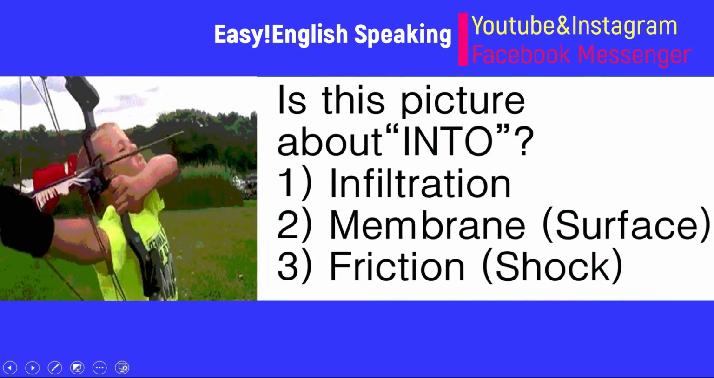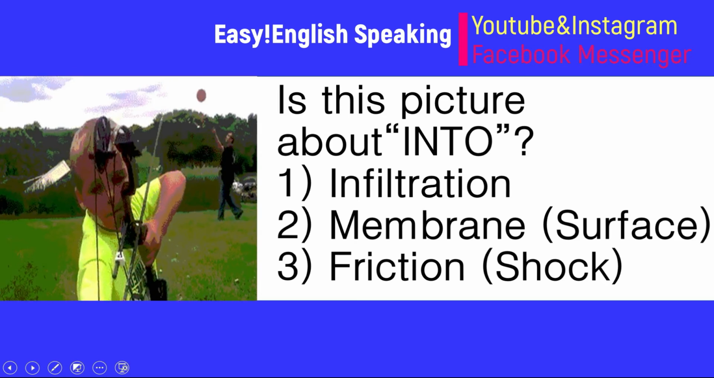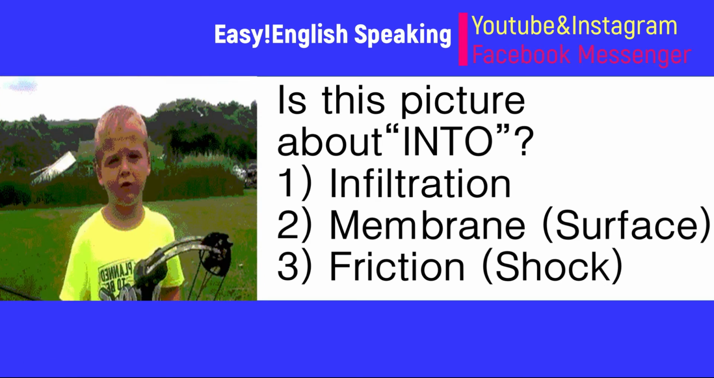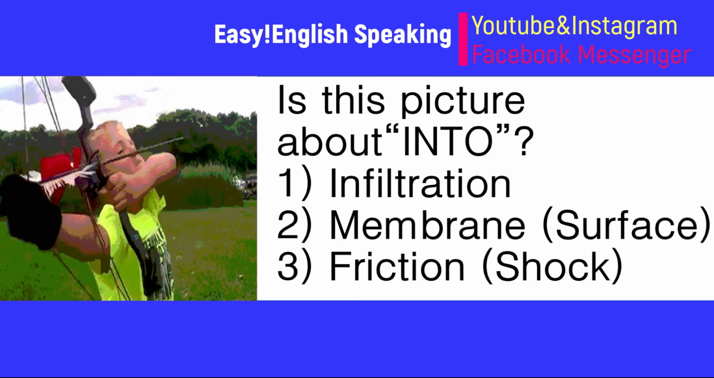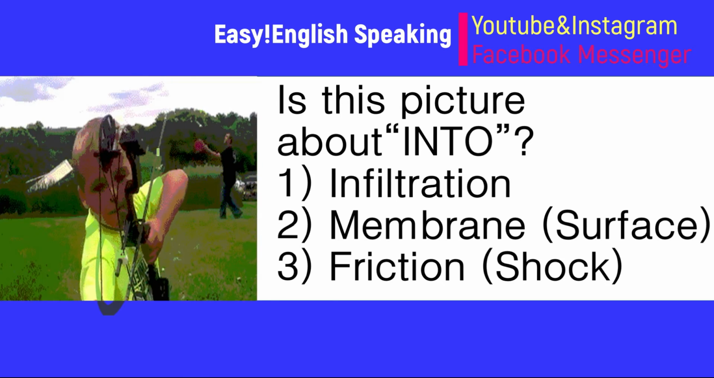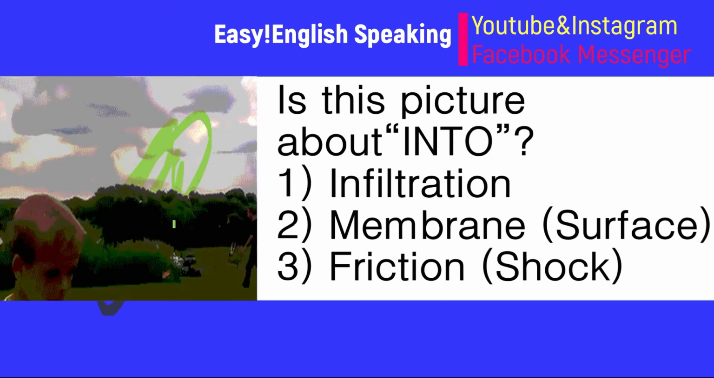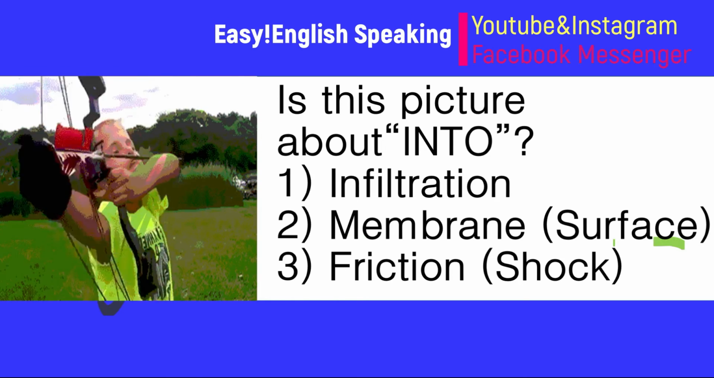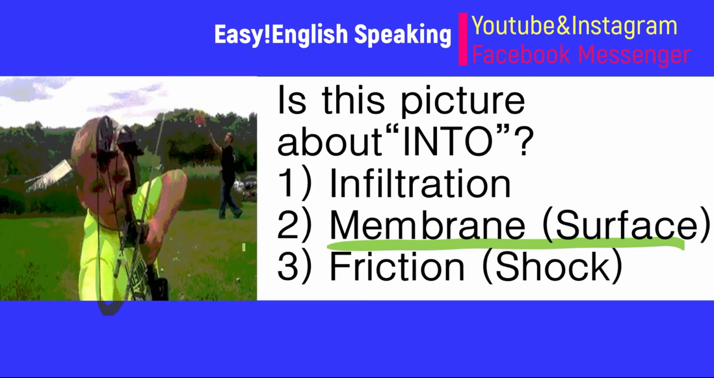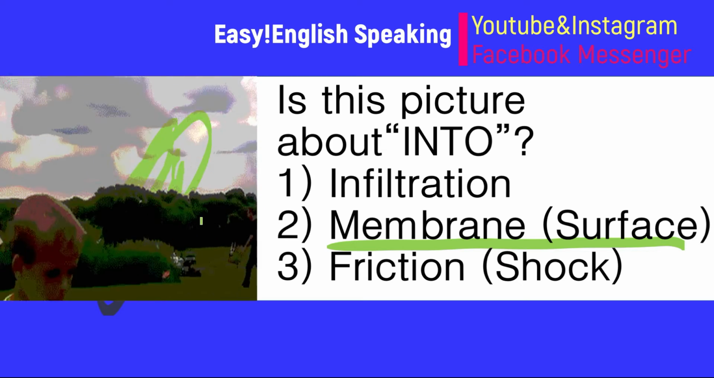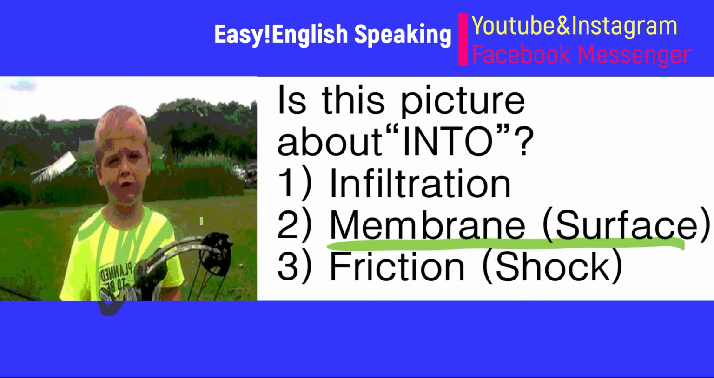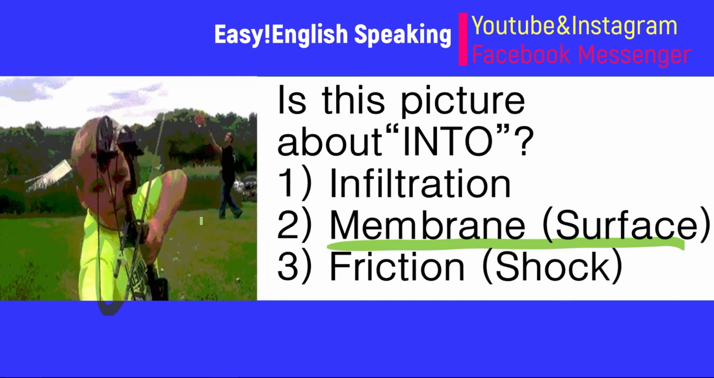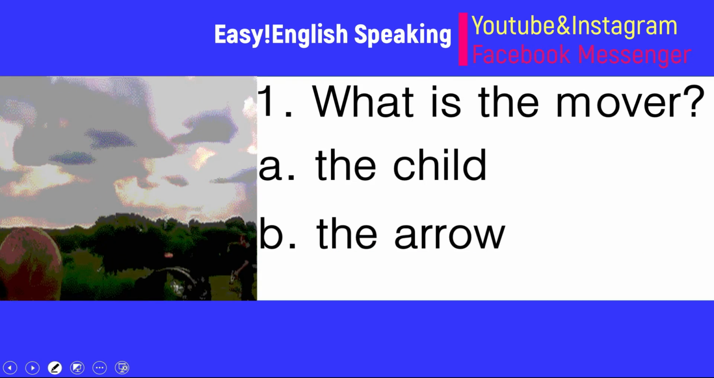But if you take a look at this, is this picture about into? Yes, because there is a kind of infiltration of the arrow into the frisbee. And as you know, the frisbee has some kind of surface or membrane, and when the arrow gets into the frisbee, it makes the frisbee get down, right? So this is a picture about into because three conditions are perfectly met.